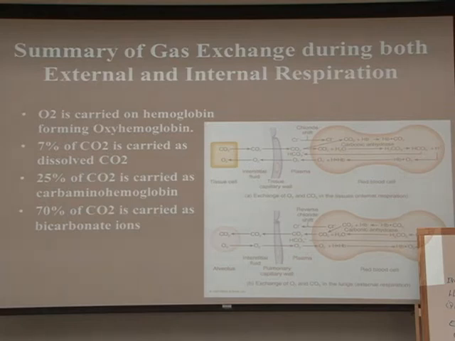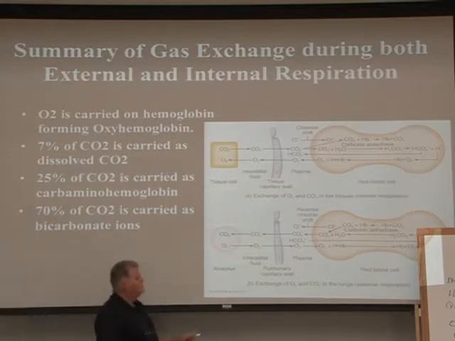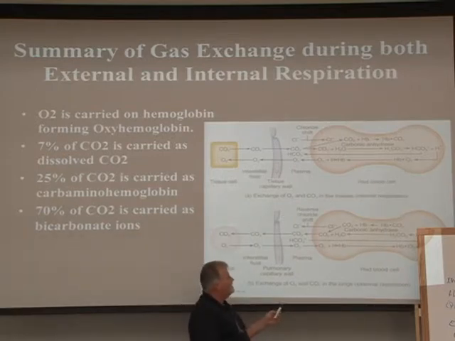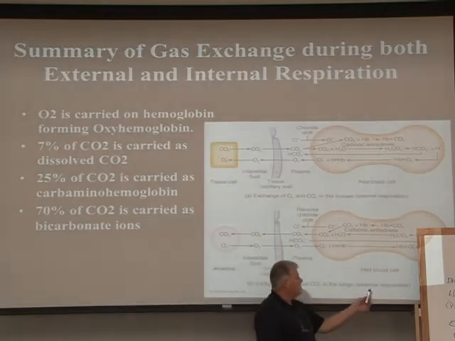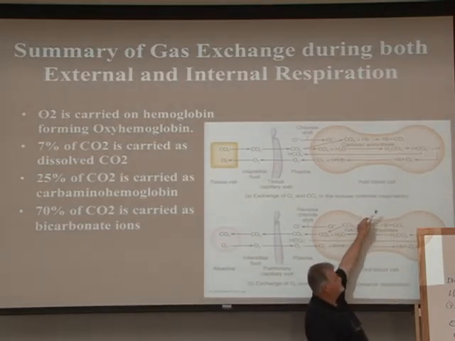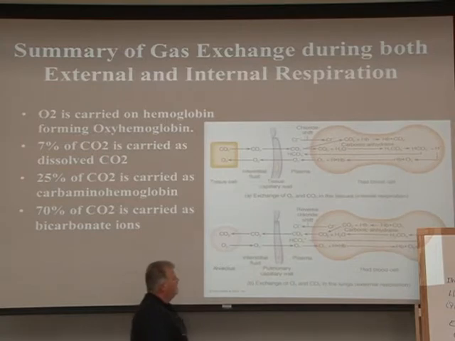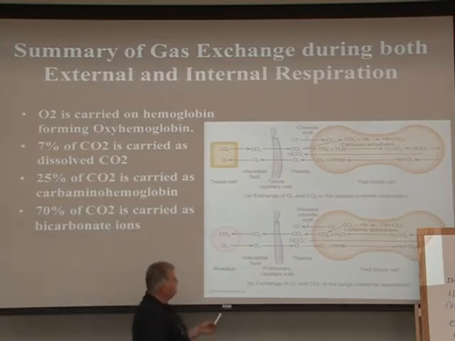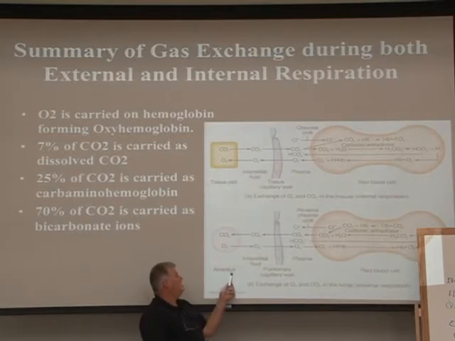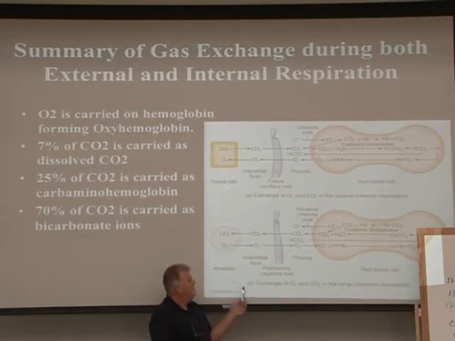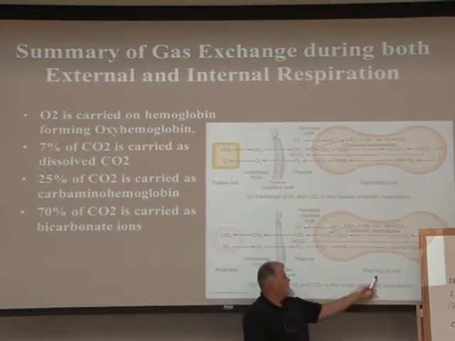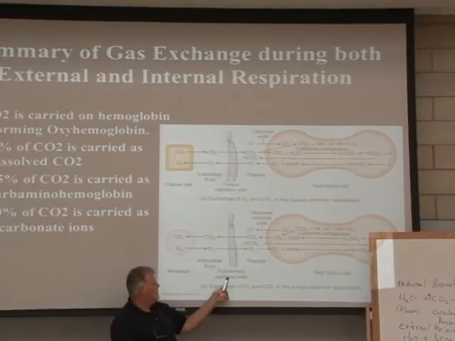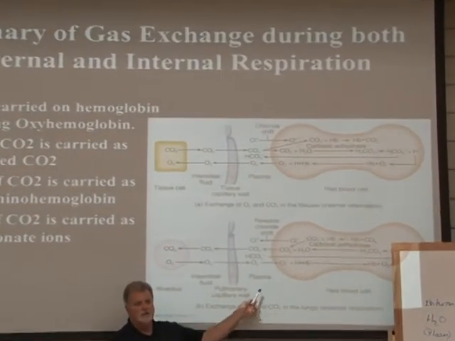So this is just looking at everything we just talked about, but in a different picture. Just pay attention, this is external respiration and this is internal respiration. During external respiration, you notice this side is the alveolar space, and this side is the blood inside of a pulmonary capillary, okay?